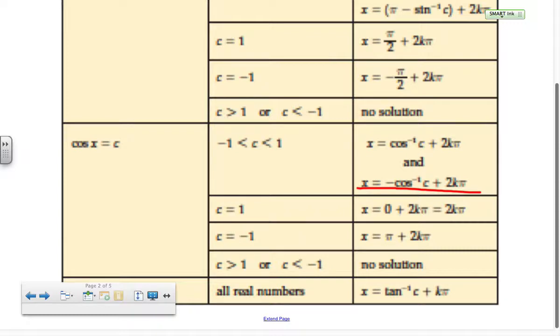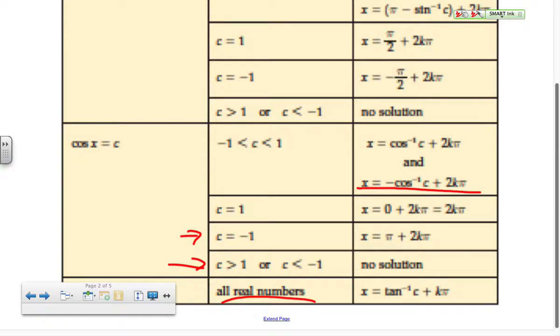If c equals 1, it's 0 plus 2k pi, or just 2k pi. If c is -1, it's pi plus 2k pi. If it's greater than 1 or less than -1, no solution. Tangent's nice, only one solution, and it works for everything. You don't have to worry about whether you're looking at something that you shouldn't. So tangent inverse plus k pi.